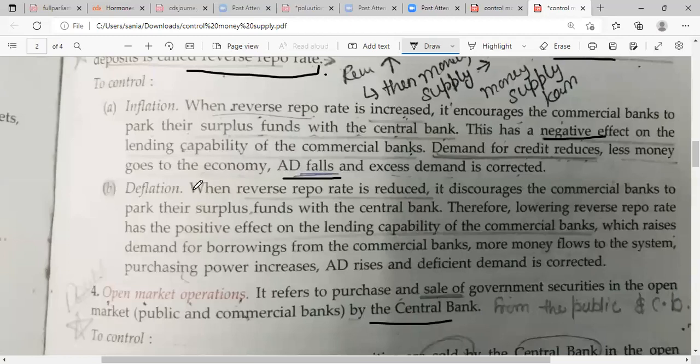Yes, ma'am. Okay. And when reverse repo rate is reduced, when there is deflation, nobody is demanding. So what does the central bank do? The central bank basically decreases its rate. So it becomes the opposite now. So ma'am, what is opposite?